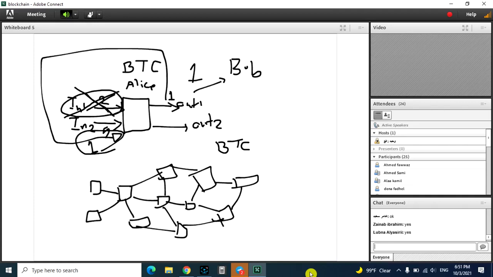Some nodes just send and receive Bitcoins. Some others create blocks, which are called miners. As I said, in the blockchain, all transactions should be kept into the blocks. In Bitcoin, I think roughly a number of transactions are kept into a block.